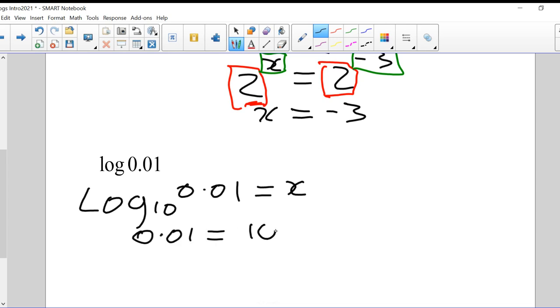Good. So the question is, how can I figure out this thing with a base of 10 so that maybe I could use the same strategy I used before? Well, is there a way to write 0.01 as a fraction? Let's see if we can do this. If we have it as a fraction, that might make it look a lot like the one we just did.